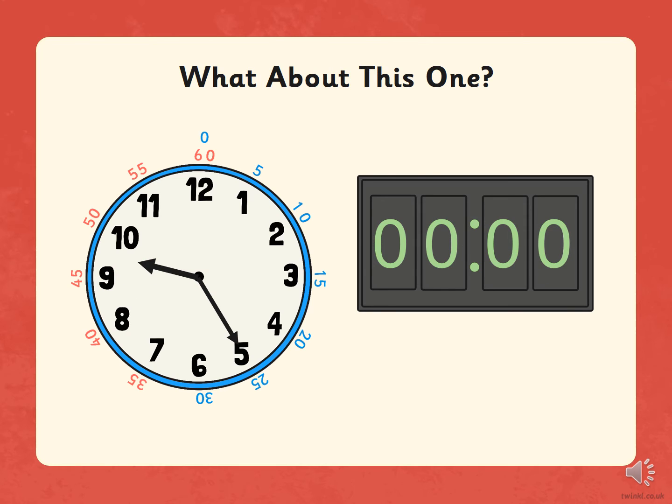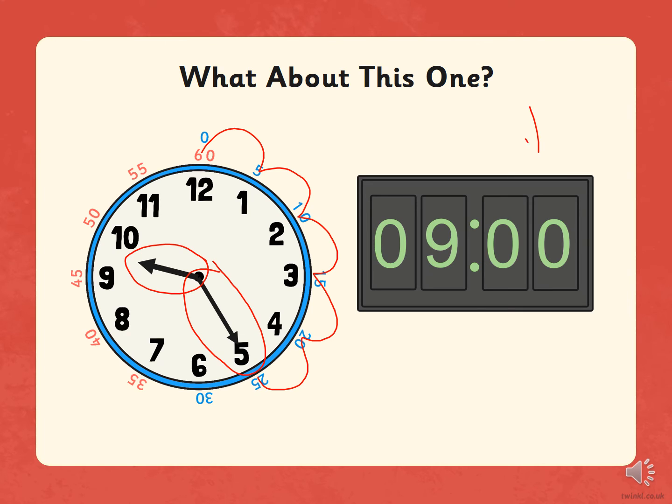Have a go at this one. Pause the video if you need a bit of extra time. So we can see again that our hour hand is in between the 9 and the 10. So in here, in our hour section, we're going to have 9 because we haven't got to that 10 o'clock yet. And then if we look at our minute hand, that's dead on the 5 this time, and we can count round starting at 0, 5, 10, 15, 20, 25 minutes have gone past. So in this section here, our minute section, we're going to put in our 25 minutes.